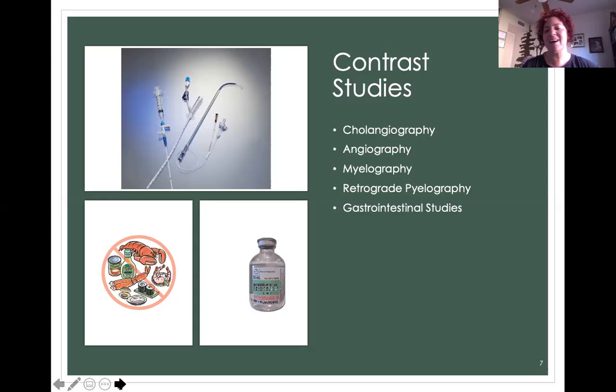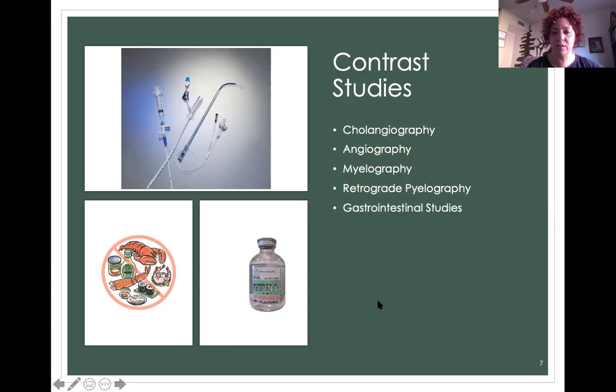Yeah, so that's a great example of a GI study, what they would do for a GI study. If they're going to look at vessels, then they're going to get entrance into the vessel and just inject it straight into there. So there are different ways they can deliver the contrast. That's a really good point. Thank you for sharing that.